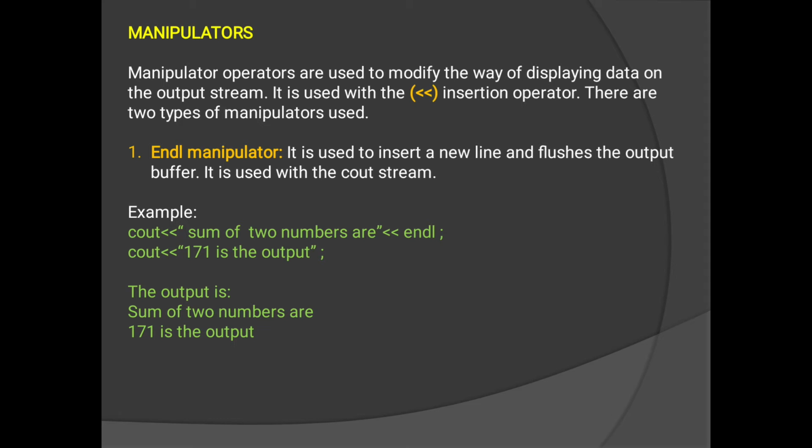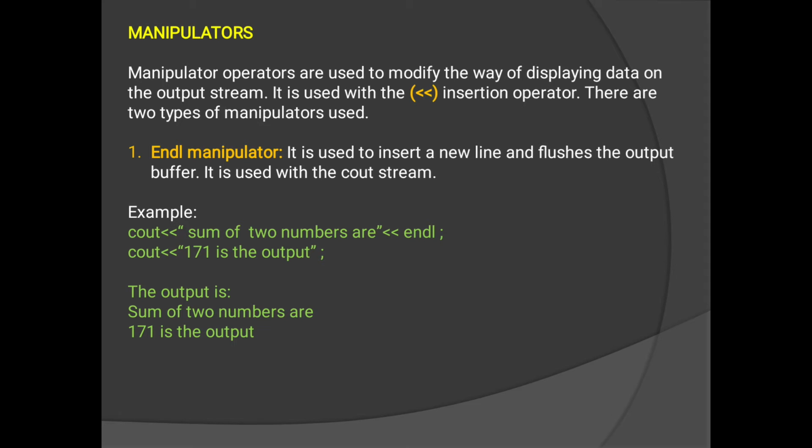In the cout statement, you can see "sum of two numbers are", and then using the insertion operator, or the cascading operator, the endl is used. So you can see that this endl is used mostly with the cout output stream. Then in the next line statement also, the cout displays the string value "171 is the output". In the output you can see that in the first line "sum of two numbers are" gets printed out, and because of the endl manipulator, the second sentence gets printed out on the next line.